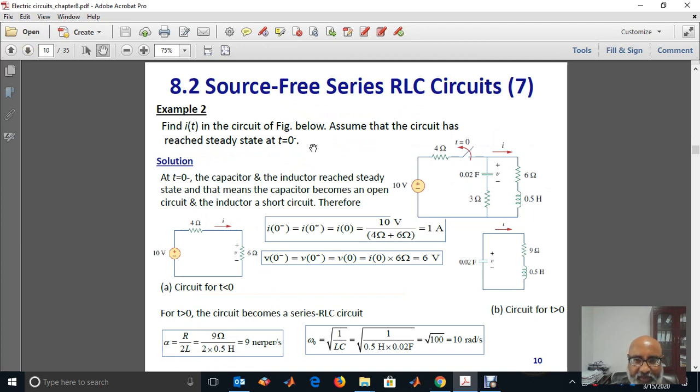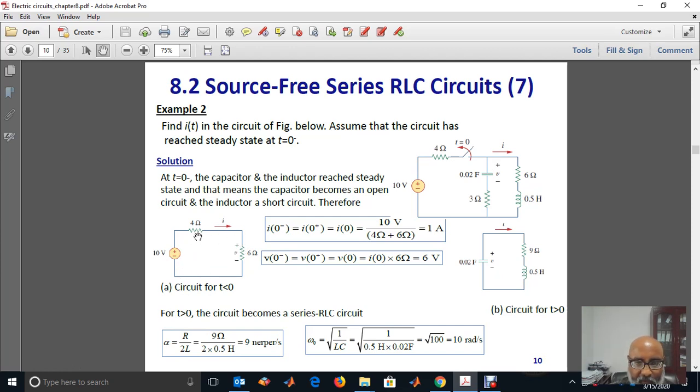Now let's have an example circuit here. In this circuit, find the current i of t. Assume that the circuit has reached steady state at t equal to 0. That means if you see this circuit before t equal to 0, the switch was closed. So the switch was closed, then the capacitor reaches steady state, the inductor reaches steady state. That means the capacitor is an open circuit and the inductor is a short circuit. So in steady state for t less than 0, the circuit looks like this.